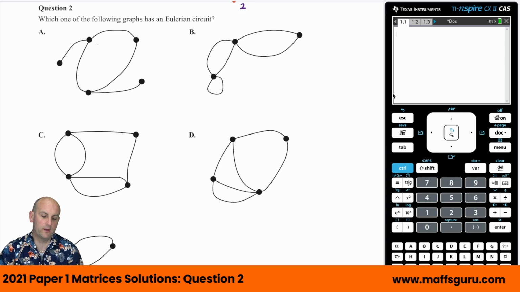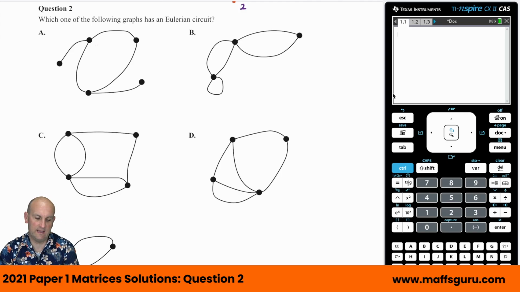Which one of the following graphs has an Eulerian circuit? Right, an Eulerian circuit. I am going to refer to my notes. They suggest that for that to be true, it has to be connected, and all vertices have to have an even degree. Okay, so an even degree. Well, that has 1 degree, so it can't be A. Let's see, what about this one? That's got 2, 4, and 4, so they all have an even degree. Awesome.